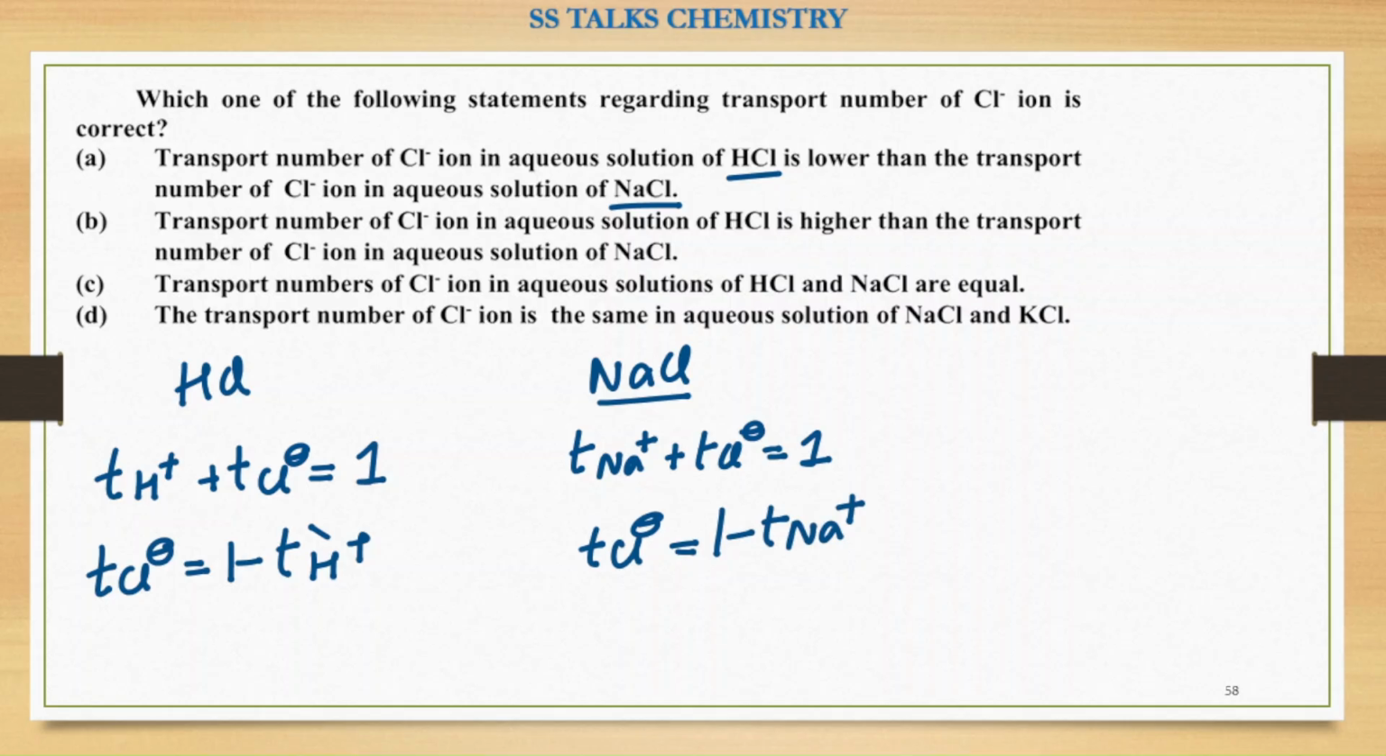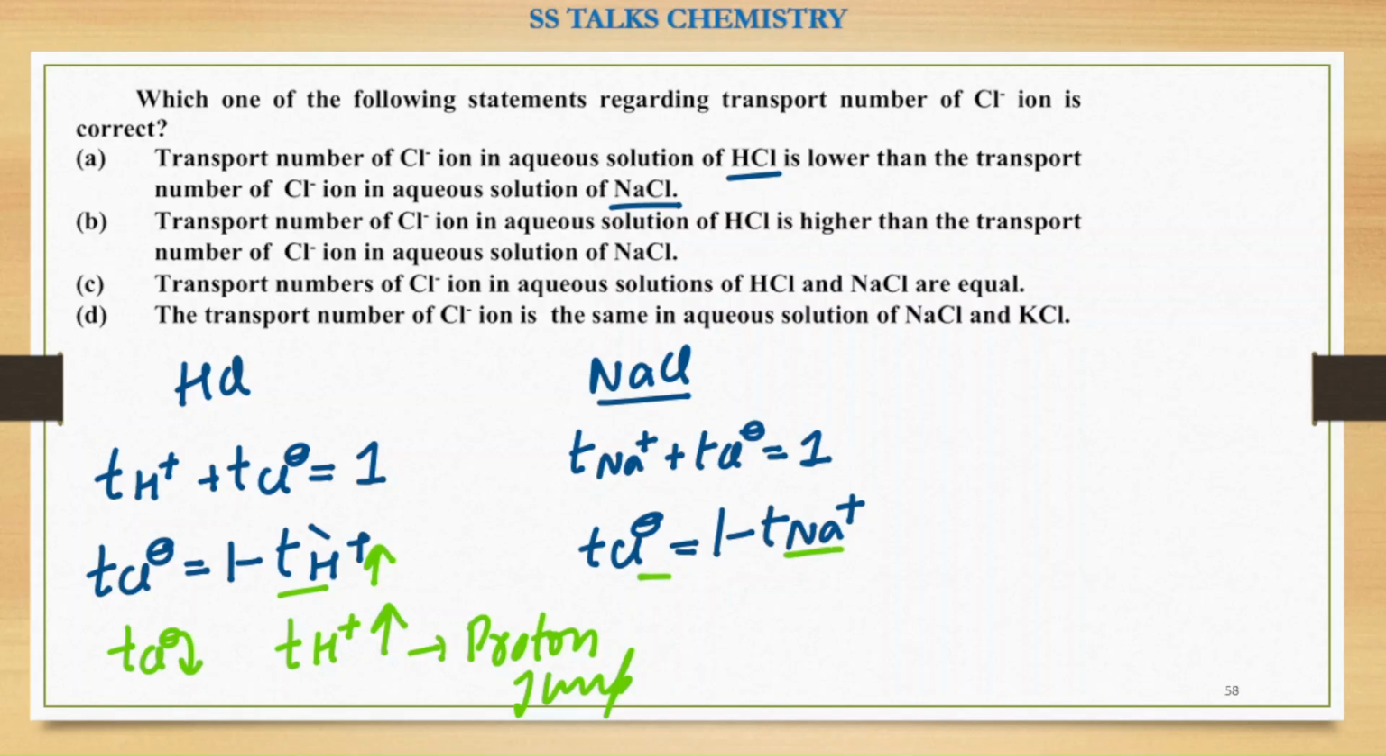So now we know that the transport number of H positive is going to be exceptionally high because of the proton jump. Because of the proton jump present in H positive, they are going to carry a greater amount of the charge. That means its transport number is going to be higher. So that means this value is increasing. So overall the transport number of the chloride ion is going to be decreasing.